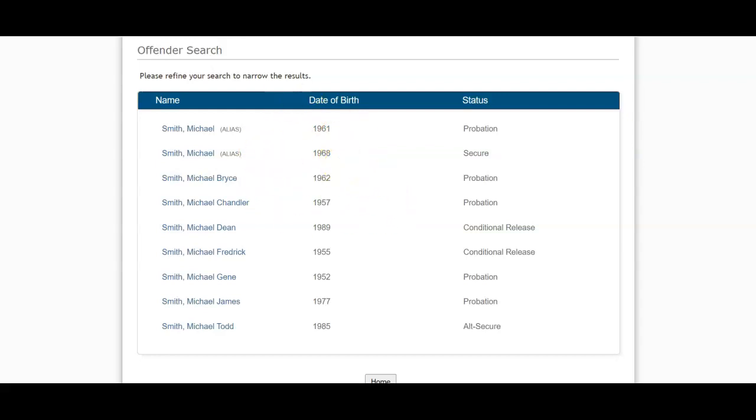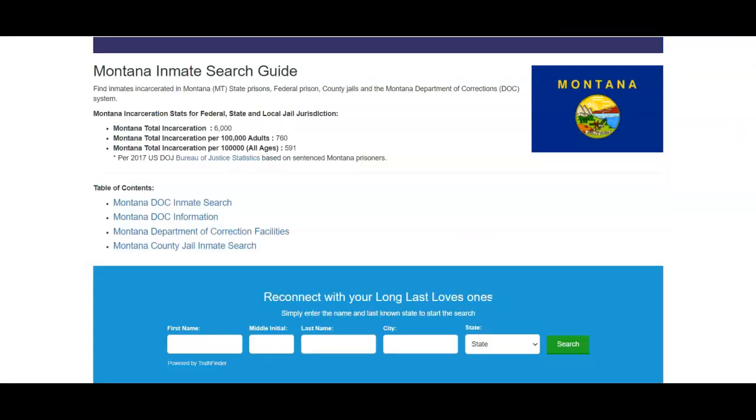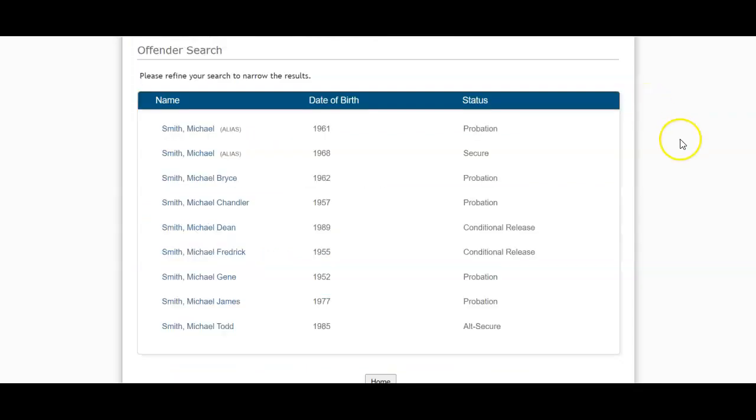Montana doesn't have a lot of inmates. I believe it's something like, I'm just checking our page here, about 6,000. So there aren't a lot, so you aren't likely to find a ton of different results, even for common names like we see in some of the bigger inmate population states. So you're able to see the status of the person. Probation, secure means that they're actually imprisoned, and then you have some other conditional release, which would be a similar kind of idea as well.